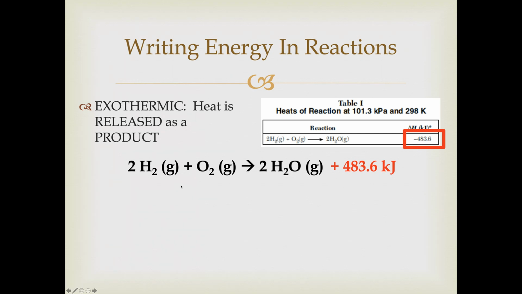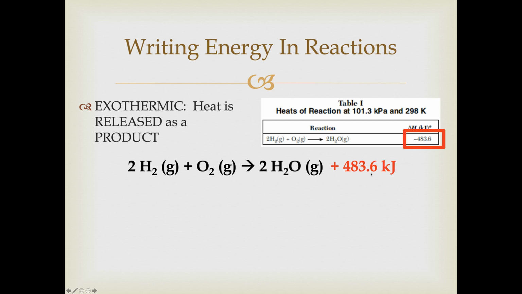483.6 kilojoules of that energy was released. H2O, therefore, will have as much energy as it takes so that the total combined heat of the reactants equals the total combined heat of everything on the product side. So let's say the total combined stored energy here was 500 kilojoules. Now, of that 500 kilojoules, 483.6 of them were released during the reaction, meaning the remaining, that would be 16.4 kilojoules, is left stored in the bonds of the water.